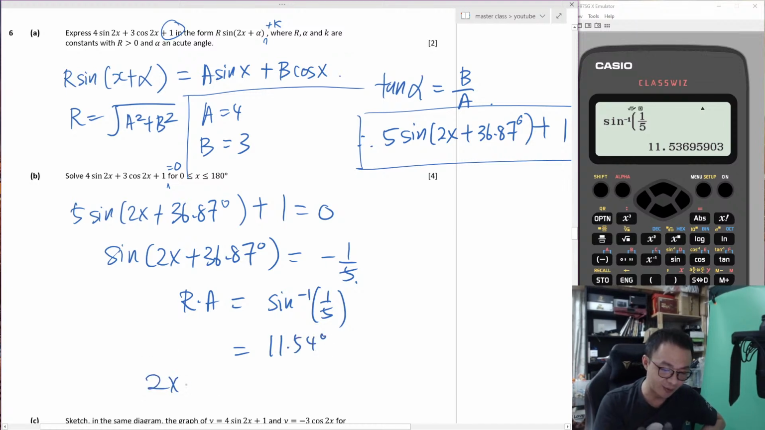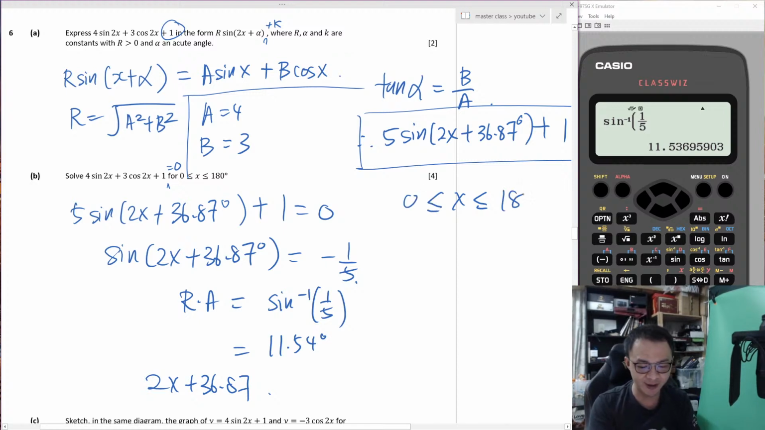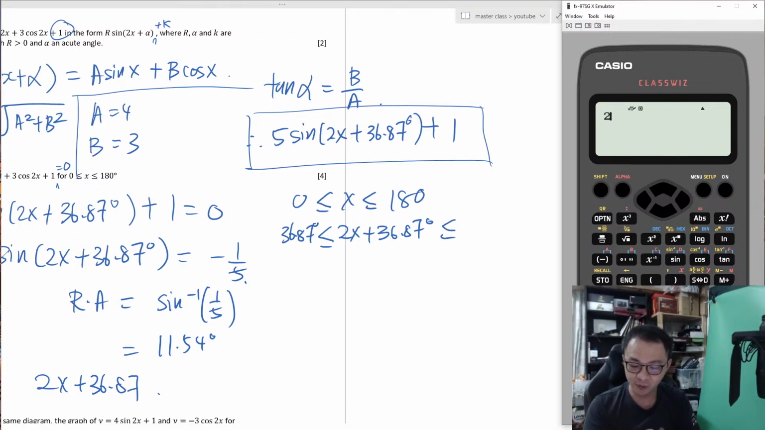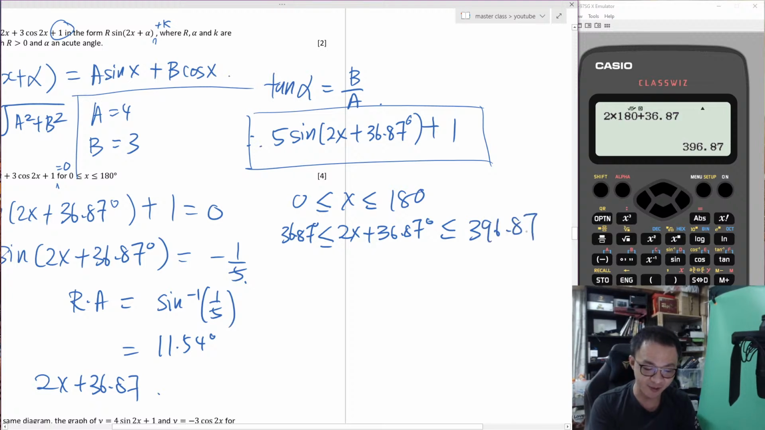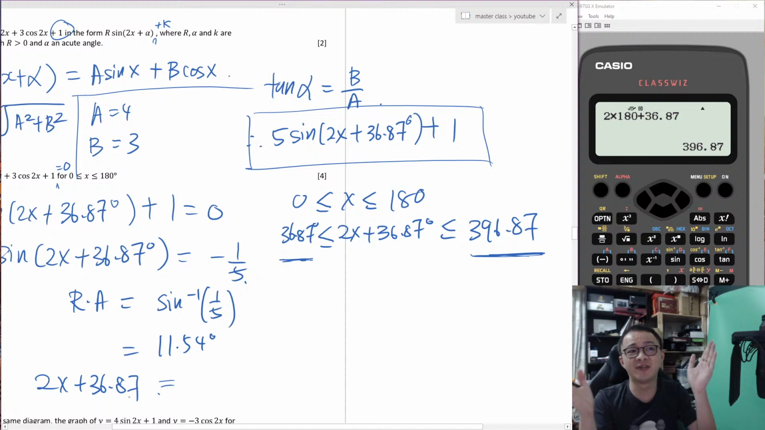Alright, then I can find my 2x plus 36.87. Okay, so right now I have the new range. The original range is this one, 0 to 180. So if I change my range to 2x plus 36.87, then here will become 36.87, and here will become 2 multiplied by 180 plus 36.87, so 396.87. Okay, so right now I want to find the values for 2x plus 36.87 that should be between 36.87 and 396.87.